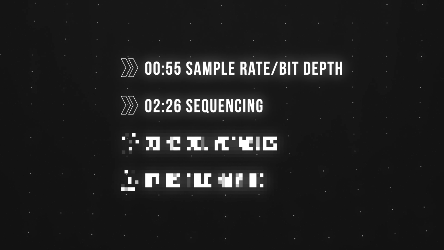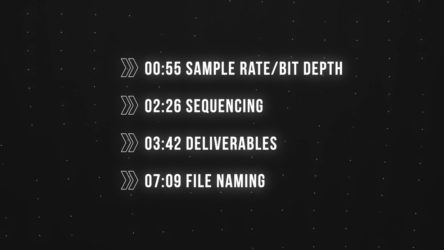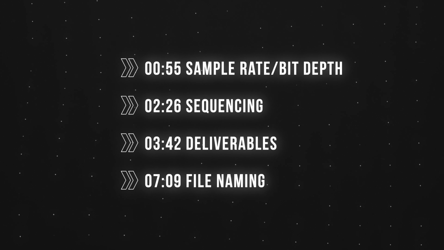So stick around, because I'm going to show you the 4 publishing essentials you cannot get wrong, from sample rates and sequencing to deliverables and file naming, so your masters are always publisher ready. So let's start off with the sample rate.